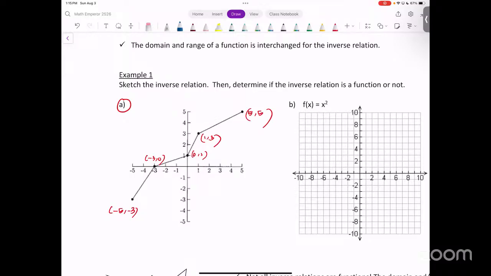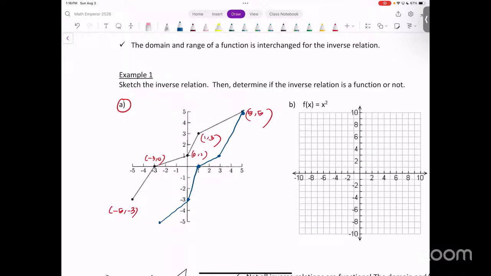So all I'm going to do is switch these points. So (-5, -3) is going to be (-3, -5). So I'm going to go to -3, comma -5, and that's going to be somewhere here. Then (-3, 0) is going to be (0, -3). That's going to be here. (0, 1) is going to be (1, 0). This is here. (1, 3) is going to be (3, 1). That's here. (5, 5), I can't really do anything. So if you complete it, kind of frog shaped, you're going to get it. Pretty straightforward if you join that inverse function.